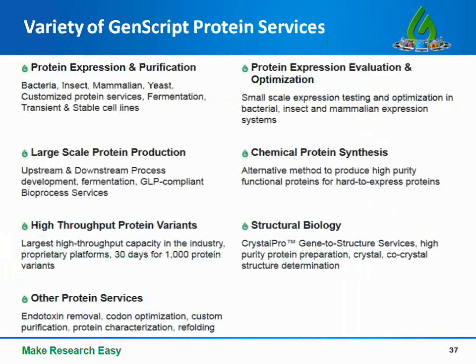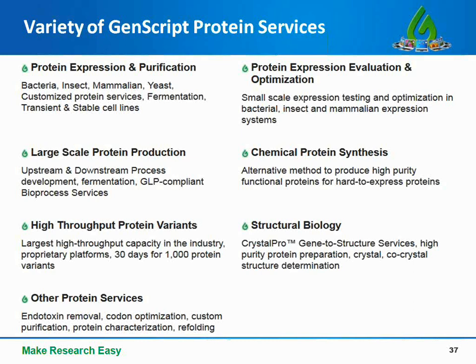No matter which kind of protein production projects you have, you can find a solution here at GenScript. We offer a variety of protein services covering almost every aspect of recombinant protein expression and purification, from full portfolios of expression systems to stable cell lines, from protein expression evaluation and optimization to large-scale protein production, to protein crystals for structural biology studies. We are also equipped with the largest capacity on high-throughput protein variant services. We can produce over 1,000 protein variants in just 30 days.